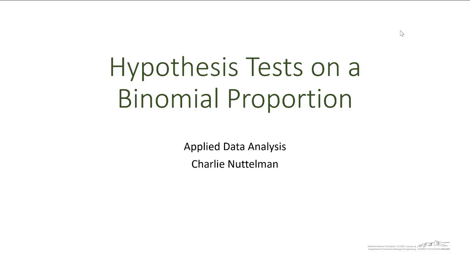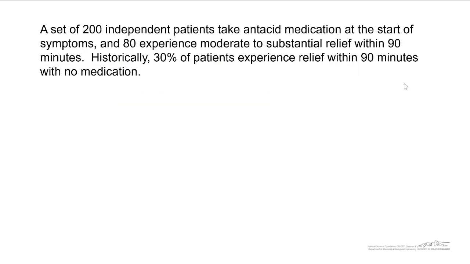Hypothesis tests can also be conducted on a binomial proportion, and so I'm going to be talking about that in this screencast. Let's start with an example. A set of 200 independent patients take antacid medication at the start of symptoms. So this is a clinical trial. 80 of those 200 experience moderate to substantial relief within 90 minutes.